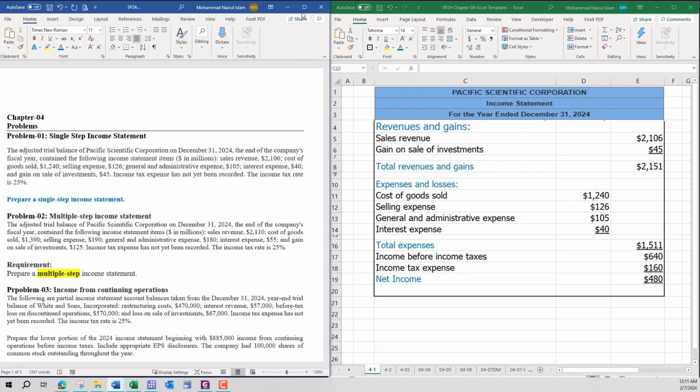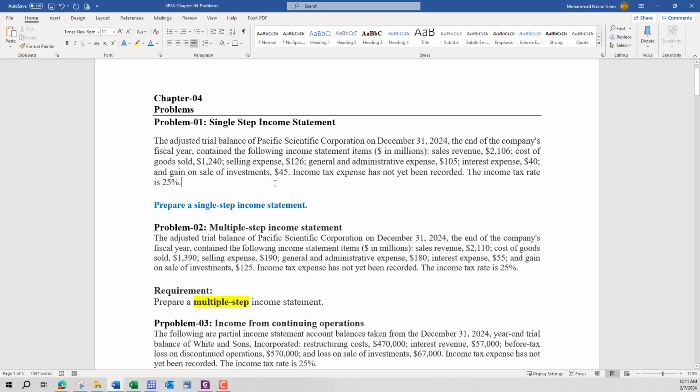So let's go to the problem first. Let's see what we have. If we go to the problem, we can see that the adjusted trial balance of Pacific Scientific Corporation on December 31st, 2024, the end of the company's fiscal year, contains the following income statement items, and the numbers are in millions. Sales revenue, cost of goods sold, selling expense, general and administrative expense, interest expense, and gain on sale of investments. Income tax expense has not yet been recorded, so the income tax rate is 25%.